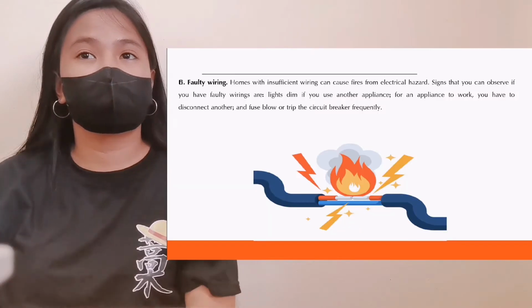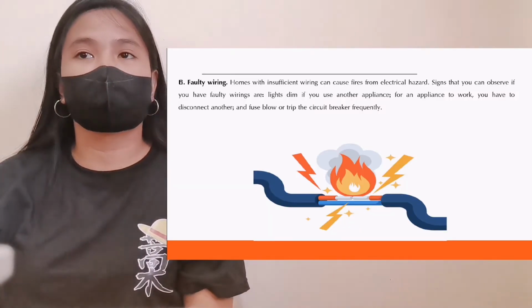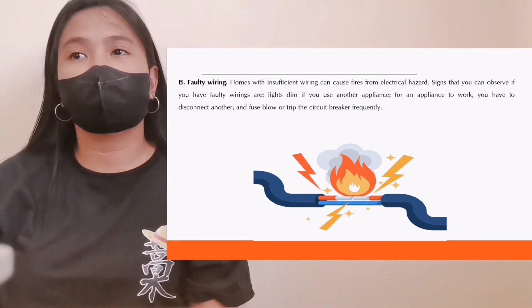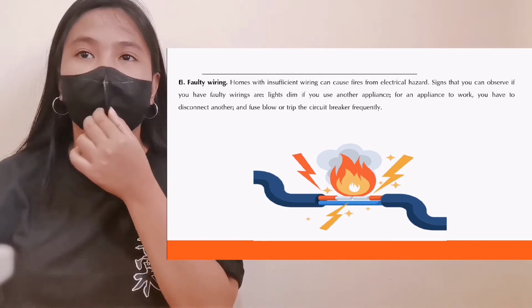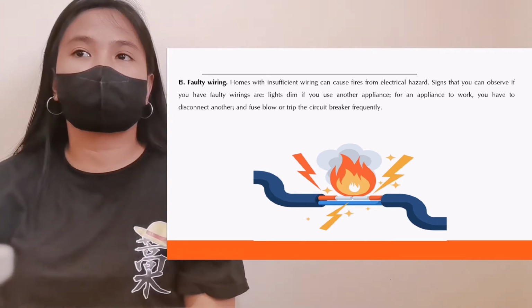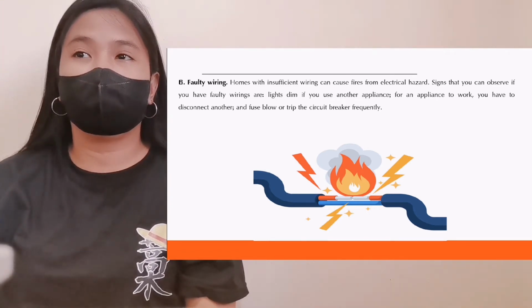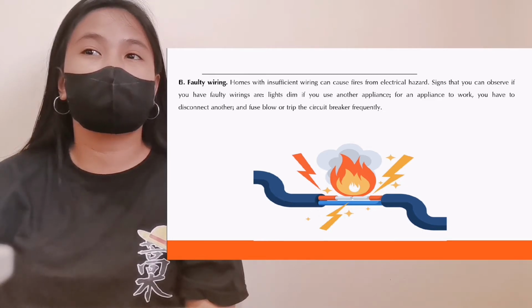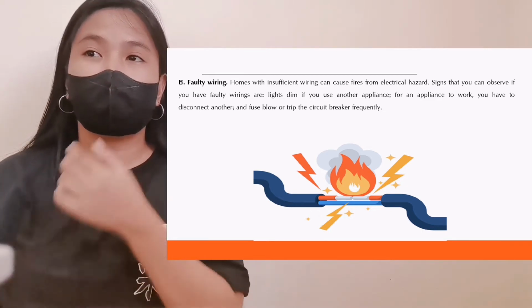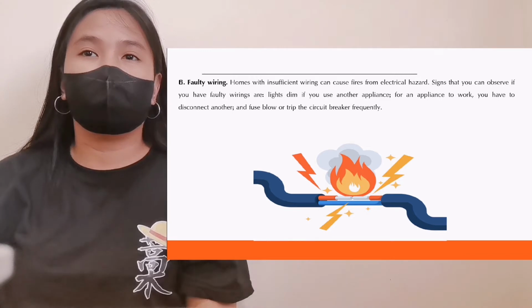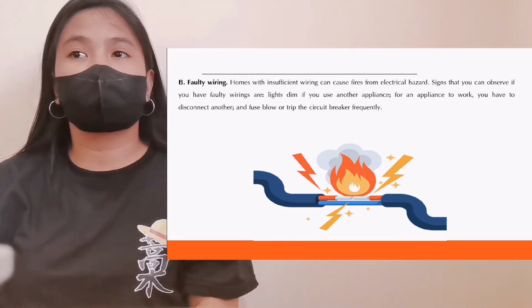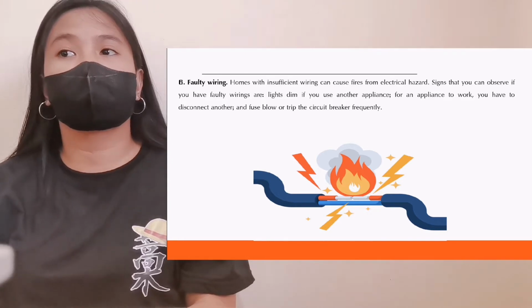Number 6, faulty wiring. Homes with insufficient wiring can cause fires from electrical hazards. Signs that you can observe if you have faulty wirings are lights dim if you use another appliance, for an appliance to work you have to disconnect another, and fuses blow and trip the current breaker frequently.